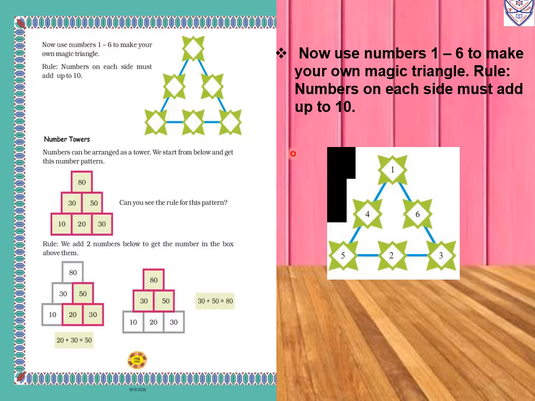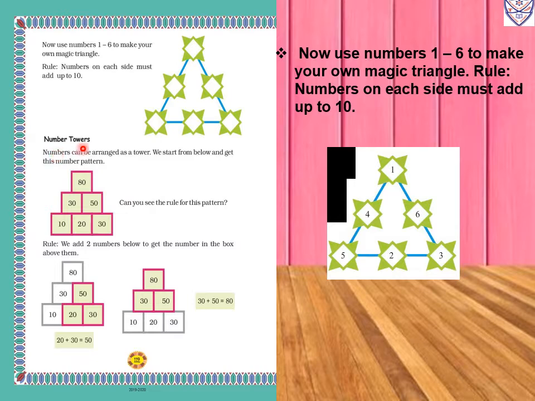So first we will write 1, then 4, then 5. First we will add 1 plus 4 is 5, 5 plus 5 is 10. So here, in this line, 1 plus 6 is 7, 7 plus 3 is 10. Now here 5 plus 2 is 7, 7 plus 3 is 10. So this way we will make a magic triangle.